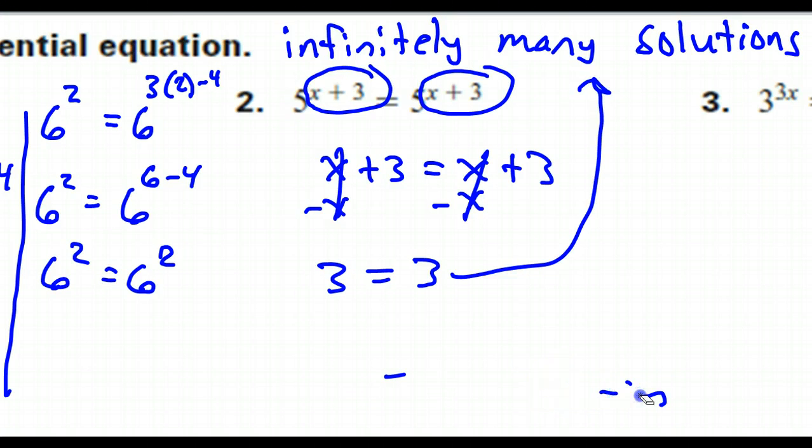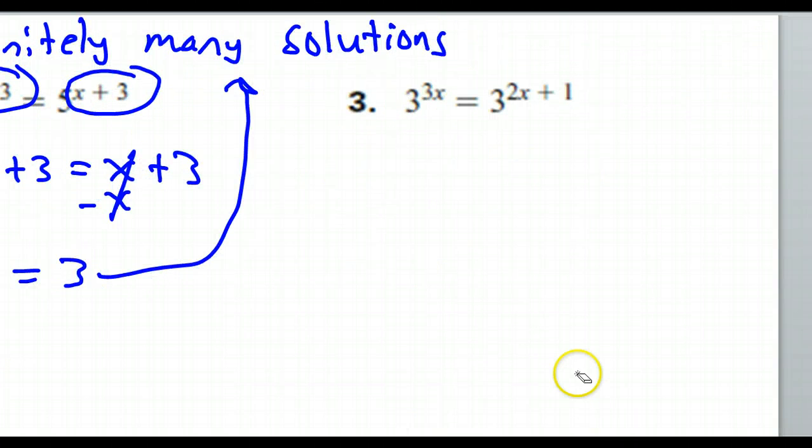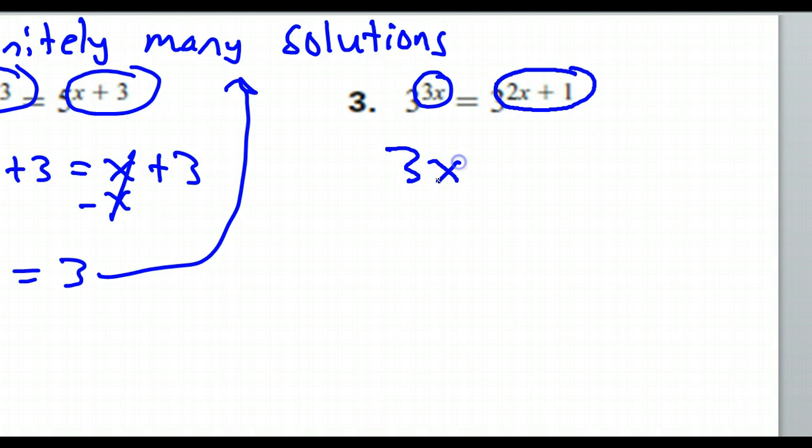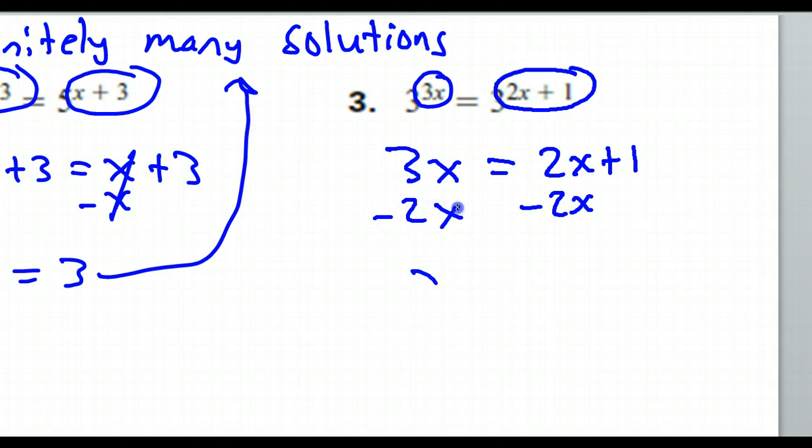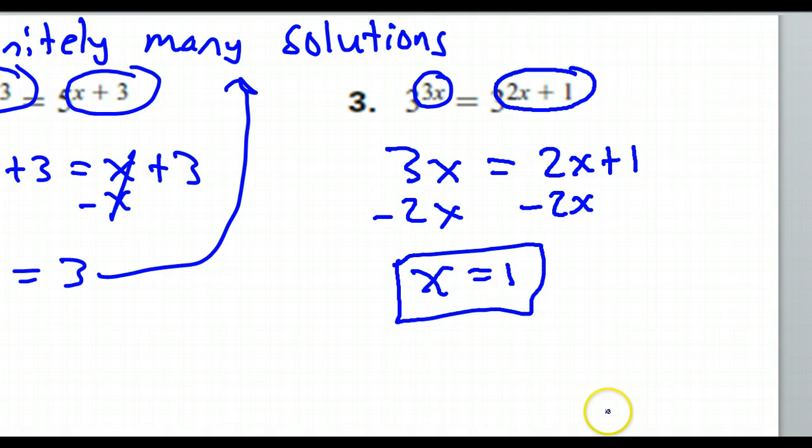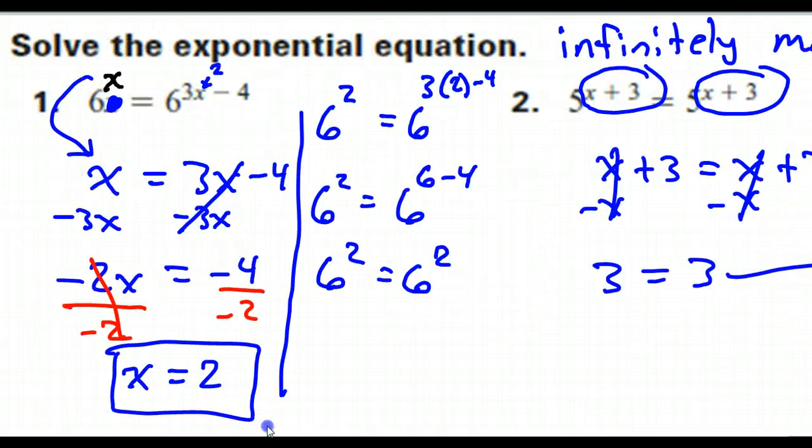Alright, let's go ahead and do number 3. Hopefully it's a little bit more normal. Looking at number 3, again, I was nice and I gave you these expressions that already have the same bases. So that means the exponents should be equal to each other. So 3x should equal 2x plus 1. If I subtract 2x from both sides, that just gives me x equals 1. Boom, done. Alright, let's find number 4.